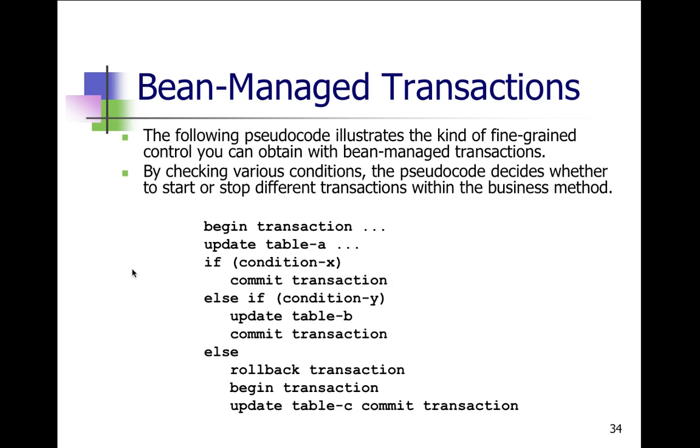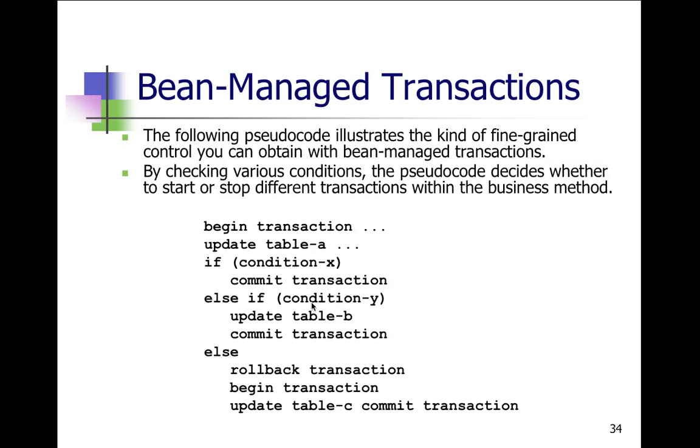So bean managed transactions. The following pseudocode illustrates a kind of fine-grained control to obtain bean managed transactions. So by checking various different conditions in the pseudocode, you decide whether to start or stop various different transactions within the business method or the logic that's occurring. What you're doing is you're putting on each one of the checks, you updated a table, you edited a table, you ran something, you executed an algorithm, you made a calculation.